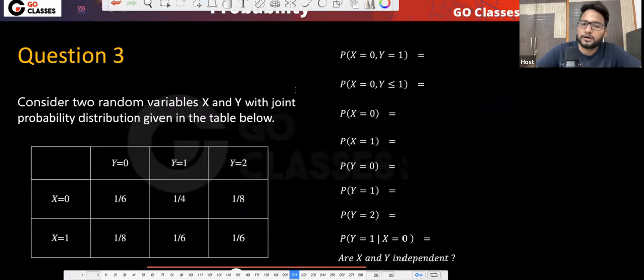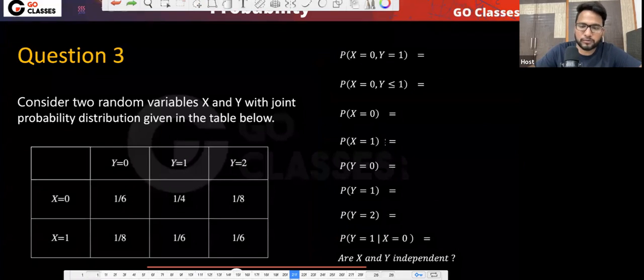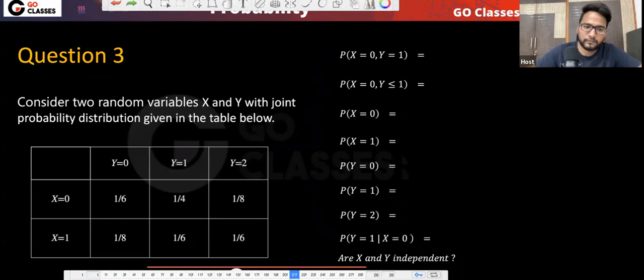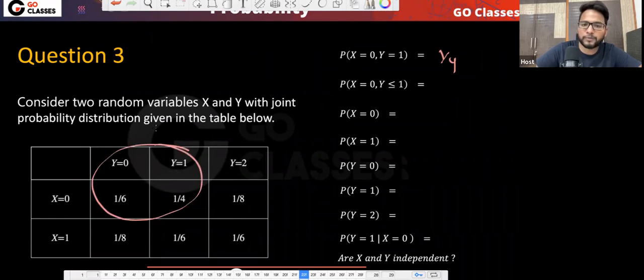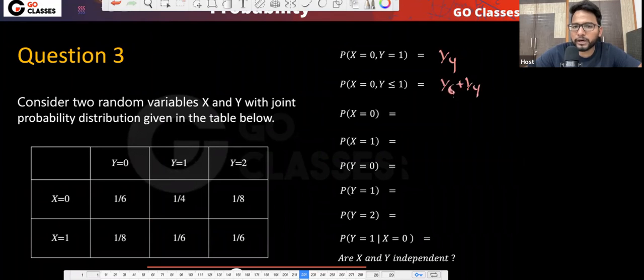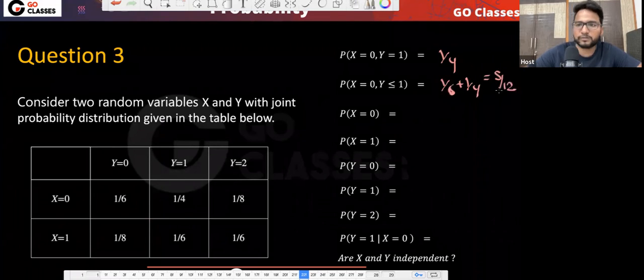Now they have asked a couple of questions given the joint probability distribution. Just tell me, what is the probability that x being 0 and y being 1? This is very obvious from this table: x being 0 and y being 1 is 1 by 4. Now, what is the probability that x being 0 and y less than or equal to 1? You need to add both of these probabilities, 1 by 6 plus 1 by 4. You can just tell me the final answer, which is 5 upon 12.